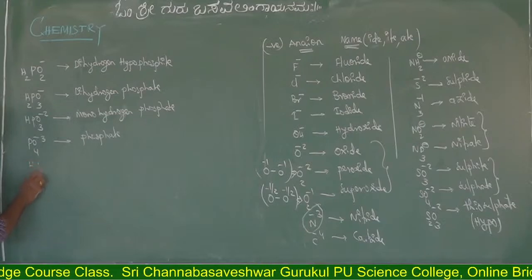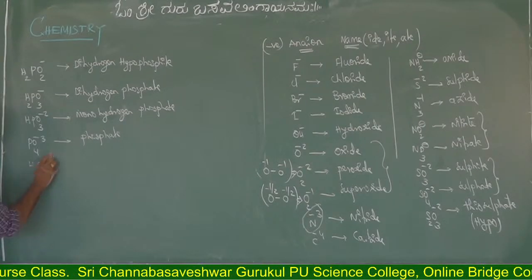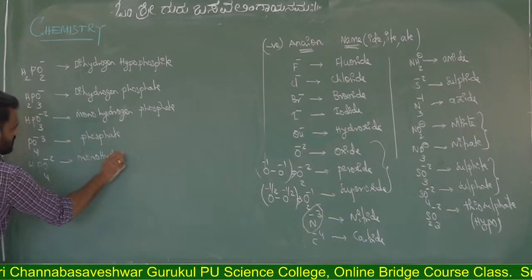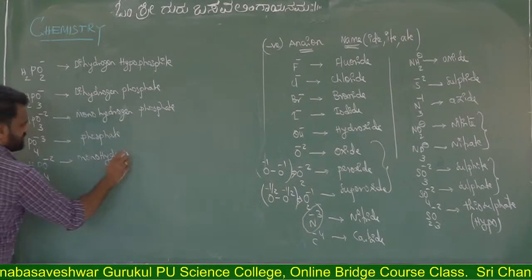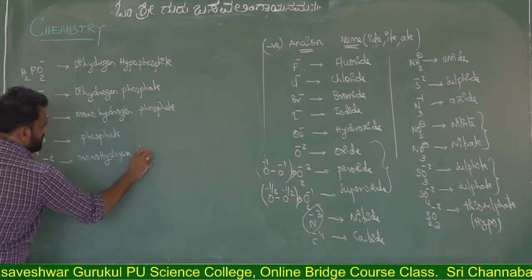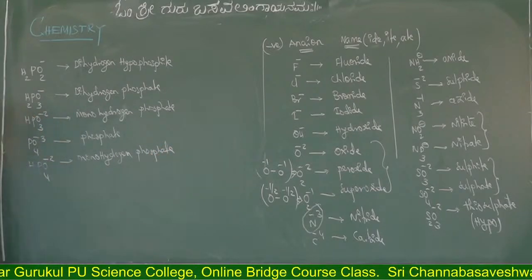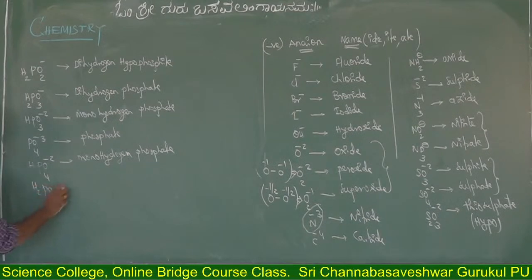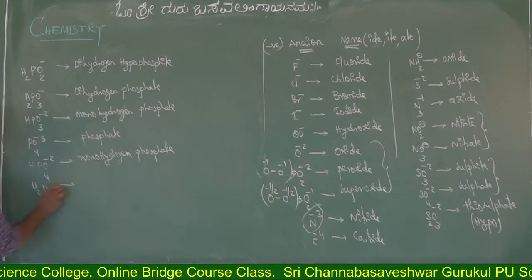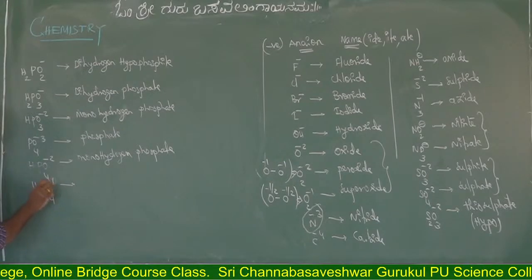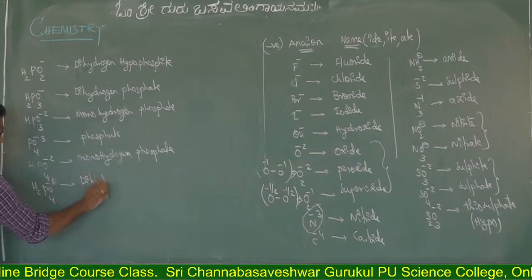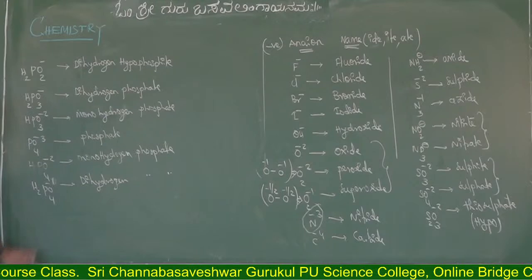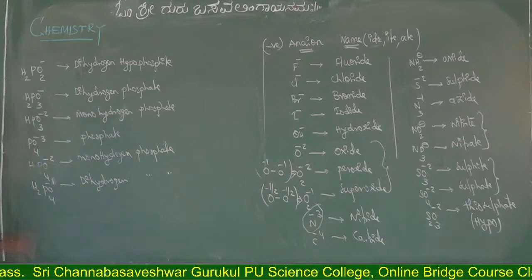Next here, HPO4 2-. This is monohydrogen phosphate, and here H2PO4 minus, it is said to be -1, this is dihydrogen phosphate. These are the anions of phosphorus.